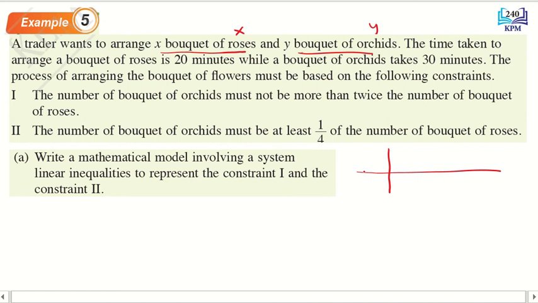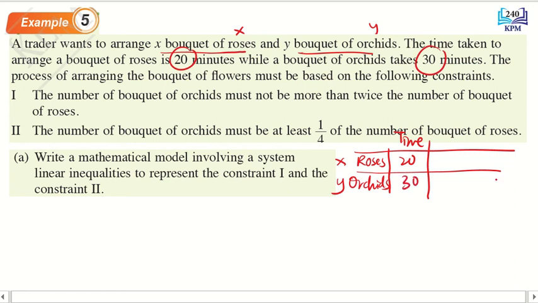Roses and orchids. Number of roses x, number of orchids y. Then it gives the time in minutes: 20 minutes for roses and 30 minutes for orchids. Then after this, the process of arranging the flowers must be based on the following constraints. The first constraint: the number of bouquets of orchids, which is y, must not be more than twice the number of bouquets of roses. Roses is x, twice is 2x. Not more than.